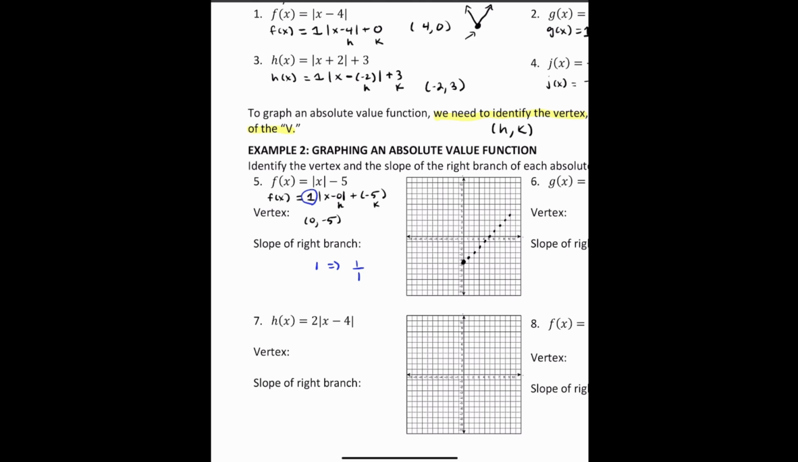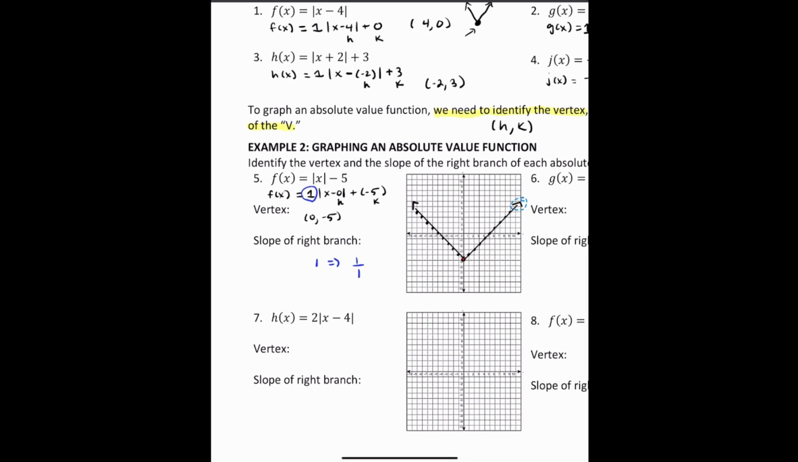Now I'm going to go back to the vertex and basically mirror the right side. So instead of saying up 1, right 1, this time it's up 1, left 1. So I go up 1, left 1, up 1, left 1, and then you repeat the process. So up 1, left 1, and there you go. You have your V-shaped graph. So I can connect the dots. Let me fix this a little bit. There you go. All right, so that's number 5.